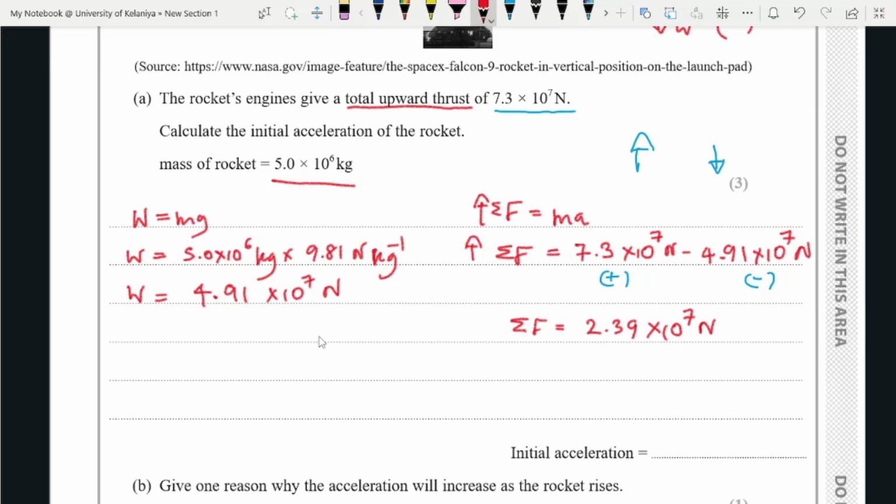Now we can apply F equals ma, because we know the resultant force. Then 2.39 times 10 to the power 7 newtons equals the mass times the acceleration. The mass is 5.0 times 10 to the power 6 kilograms times the acceleration. So if you take the acceleration, and simplify this one, you will get 4.78 meters per square second. That is our acceleration, right?